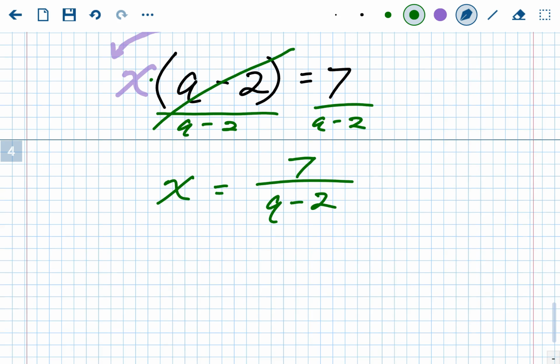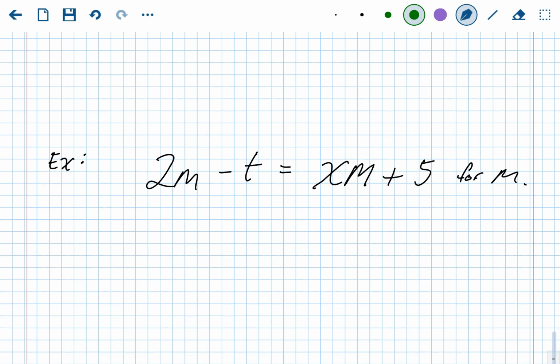All right, and then just one more. 2m minus t equals xm plus 5. Solve for m, so get m by itself. Again, same as the last one, there's two m's here. Unlike the last one, they're on separate sides, on different sides of the equal sign. We always want to gather our variables together. If you're solving for x in a problem, you get all your x's on one side. In this case, we're solving for m, so we have to get all of our m's on one side.